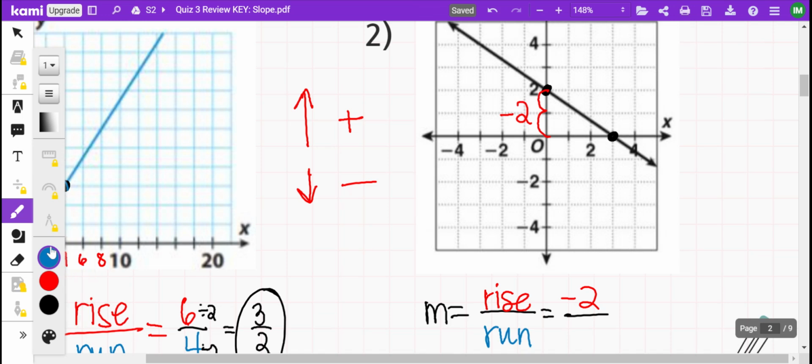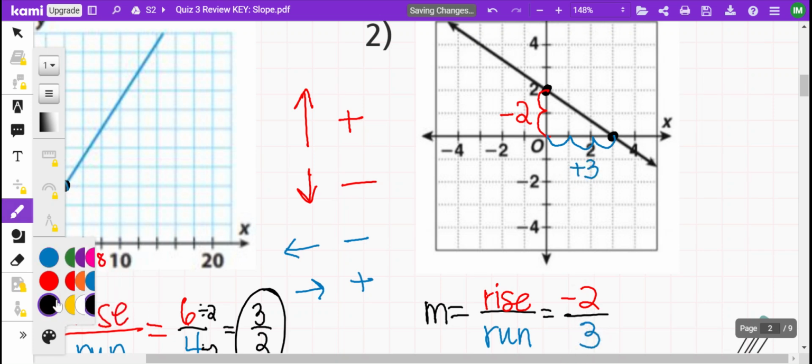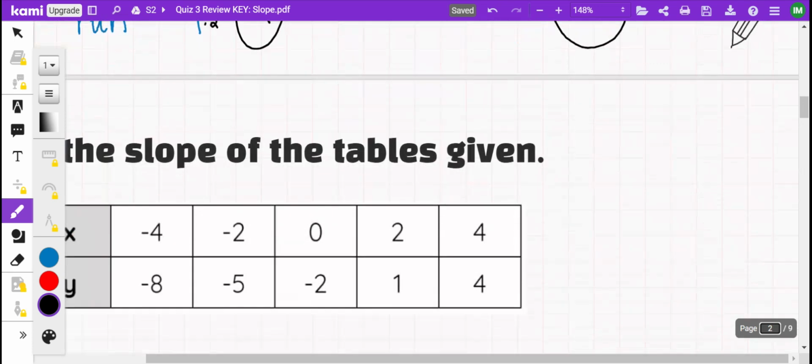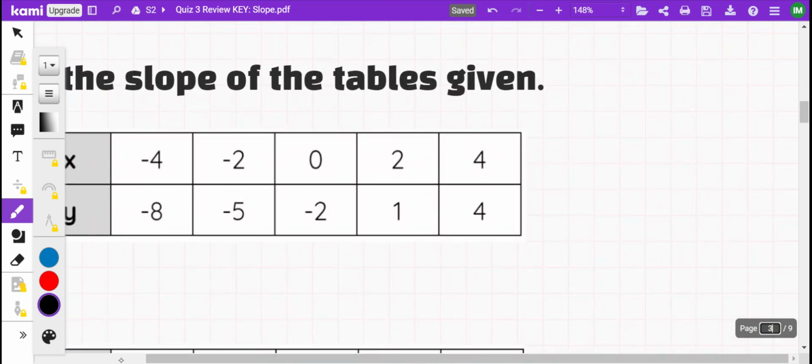For my run, remember, if we move to the left, that means we'll have a negative. If we move to the right, that means we'll have a positive. In this case, I'm going to move to my right: 1, 2, 3. So my run is a positive 3. In this case, 3 doesn't divide 2, and I also can't simplify that, so that would be my final answer, negative 2 over 3.